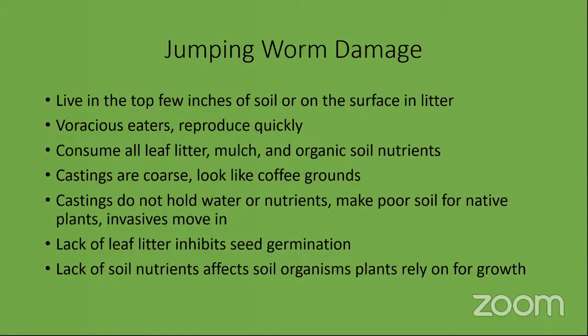The castings are very poor at holding water and nutrients. The lack of leaf litter inhibits seed germination in gardens and forests, and the lack of soil nutrients makes for very poor plant growth.